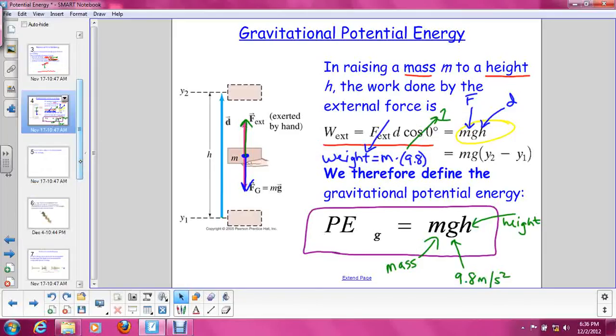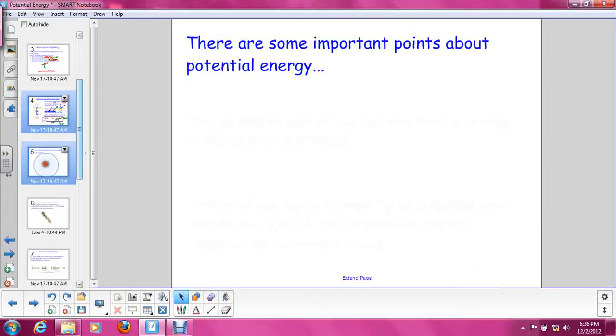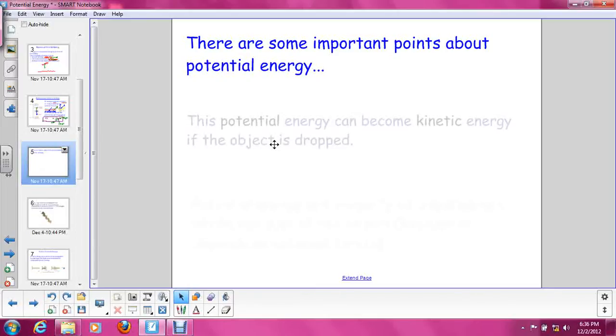And we got that equation just from looking at our work equation that we learned two videos ago. So there are some really important points about potential energy. This potential energy can become kinetic energy if the object is dropped.